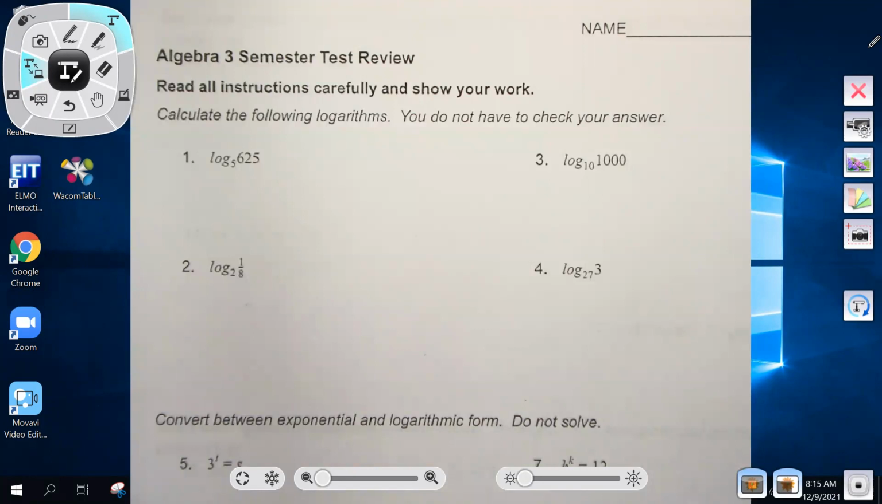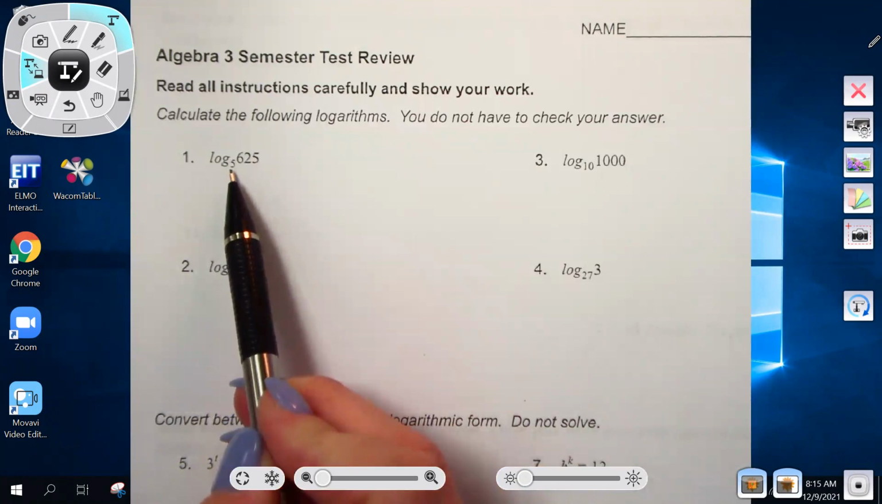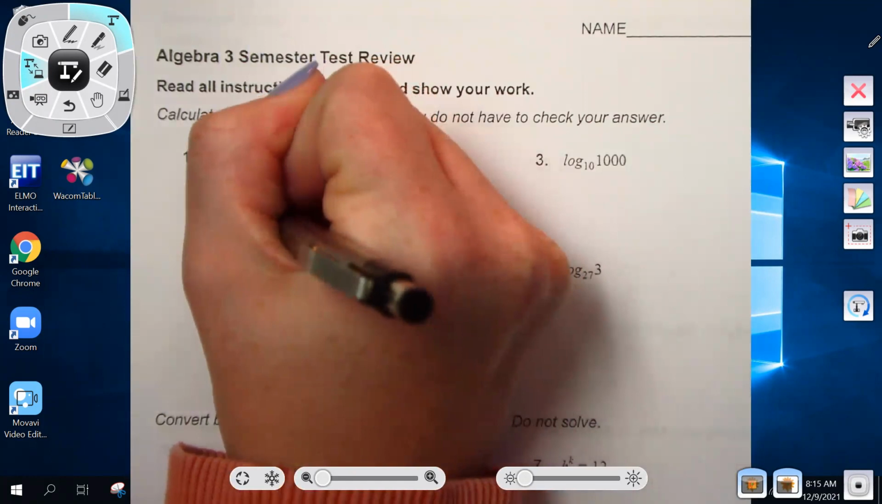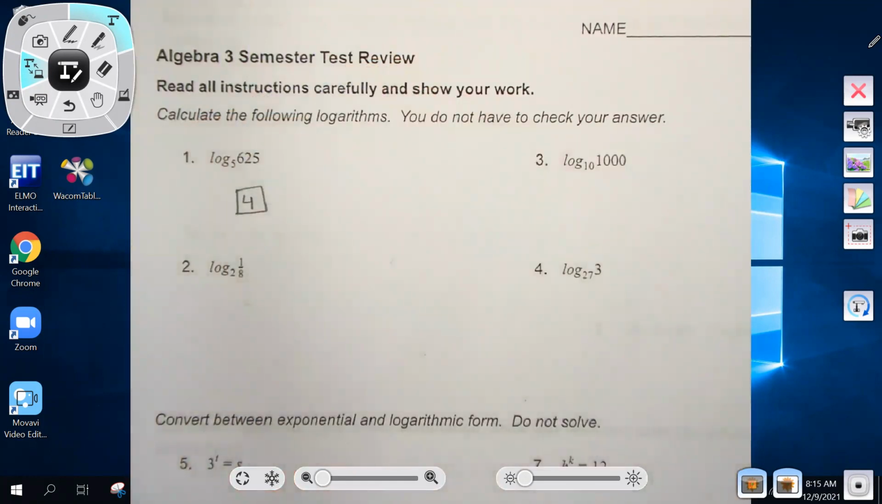On numbers 1 through 4, it says calculate the following logarithms, and you do not have to check your answer. So all you're doing on number 1 is asking 5 to what power equals 625. You're going to plug in different numbers as an exponent on 5 until you get 625. You should get 4 as your answer on number 1.